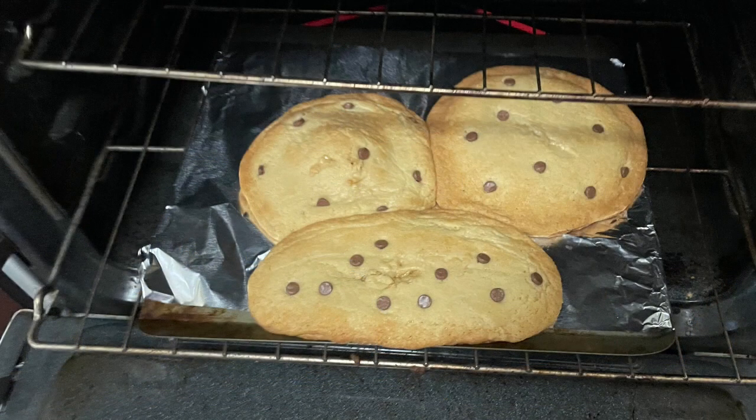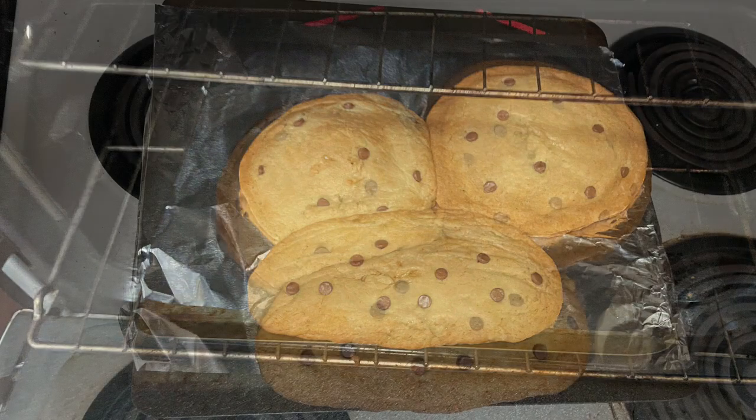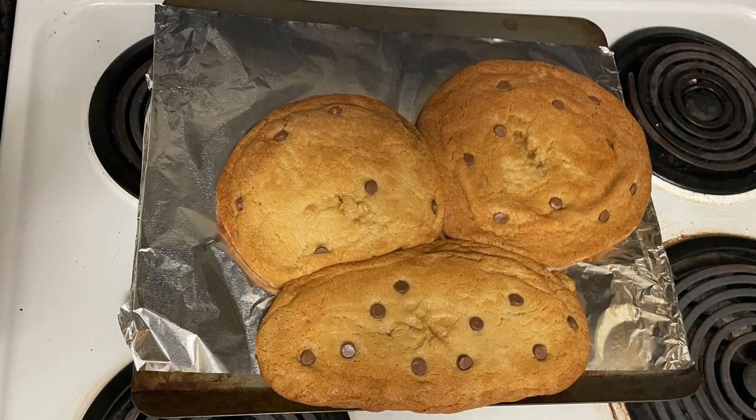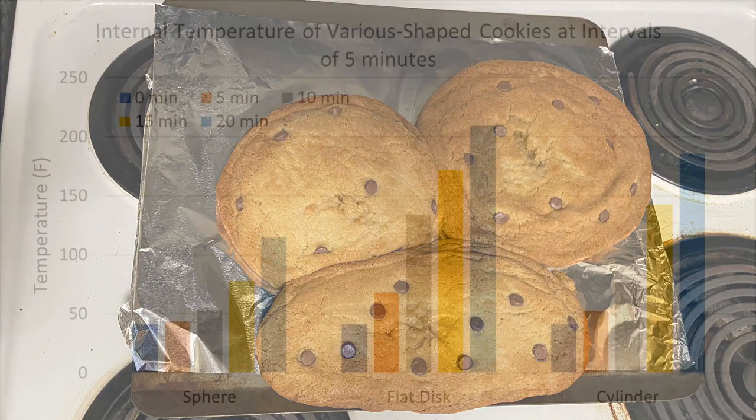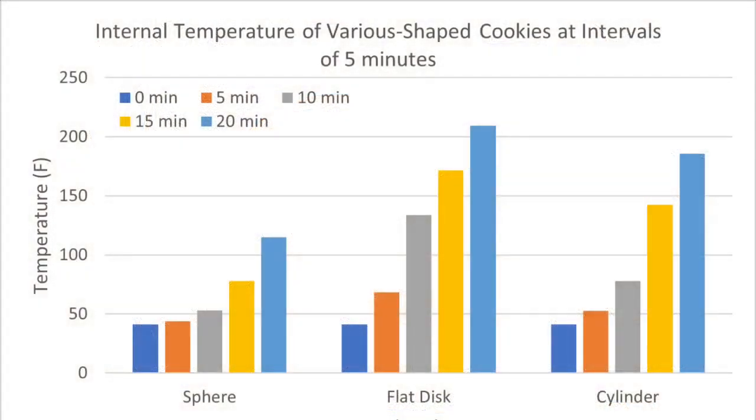After 15 minutes, the same trend followed, with the disc being the hottest and the sphere being the coldest. At 20 minutes, the disc was at 209 degrees Fahrenheit, while the coolest cookie, the sphere, was at 115 degrees Fahrenheit. That's almost a 100 degree Fahrenheit difference. We also created a graph to show the temperature change over time for each shape to give a better idea of the heat transfer for each cookie shape. Our experiment followed our original hypothesis that the disc would cook the most, the cylinder would have the moderate temperature, and the sphere would have the coldest temperature.